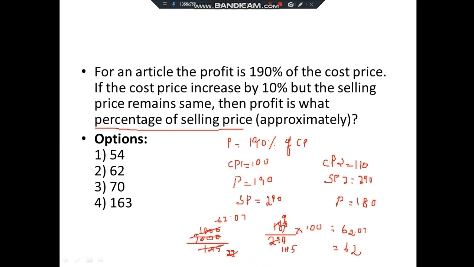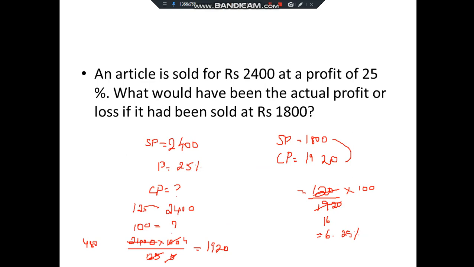Next question. An article is sold for rupees 2,400 at a profit of 25%. What would have been the actual profit or loss if it had been sold at rupees 1,800? So selling price is equal to 2,400 and profit is equal to 25%. So you can easily find the cost price. What they are asking, what would have been the actual profit or loss if it is sold at 1,800. So now you have got the cost price and new selling price is 1,800. So find the profit percentage. You get it as 6.25%.